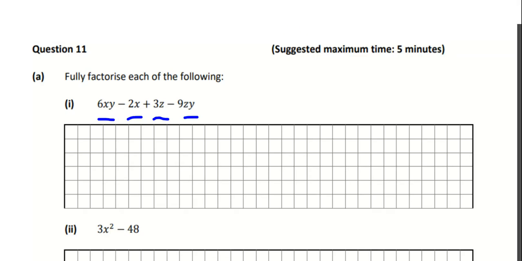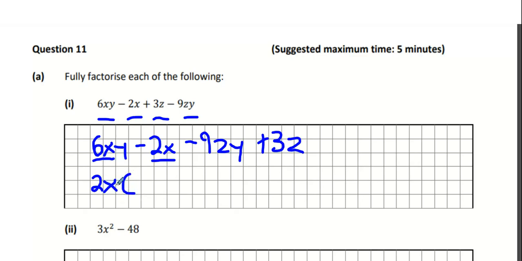Now, alright, lads, look at 6, 2. 6 is 3 times bigger than 2, isn't it? And 9 is 3 times bigger than 3. So here's what I suggest we do. We do 6xy minus 2x, but then we do minus 9zy plus 3z. You see the way we change the order? Now, it should match up. What can I take out of two of these? 2 and x. 2x multiplied by what gives you 6x? 3. And then don't forget about the y. And then the minus 1.